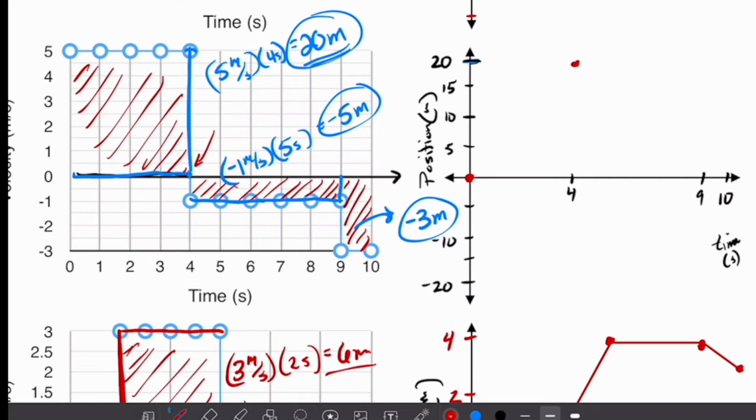Now, here's where people make mistakes. The next displacement is negative 5. That doesn't mean I go down to negative 5. This is a displacement. It's a change in position, but I've already moved 20 meters forwards. So this is 5 meters from here back towards the origin. So I start here and move backwards 5 meters. And that's going to be the 15 meter mark, which I'm going to make right there at 9 seconds. And now from here, I go backwards another 3 meters.